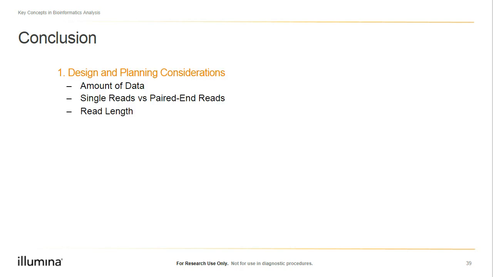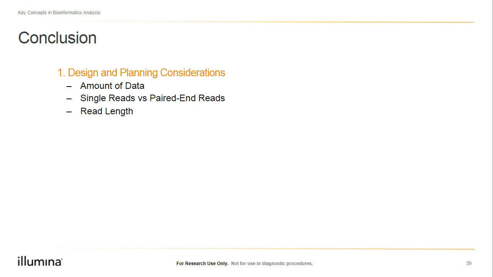Okay, and we'll go ahead and move on to our summary and conclusion. So today, we covered our design and planning considerations. And what I want to highlight is that we want to focus on the amount of data that we need, whether our experiment will need single reads or paired end reads, and the read length that we'll need. Again, there are several considerations. I invite you to look back at those slides. Those are three of the most important.